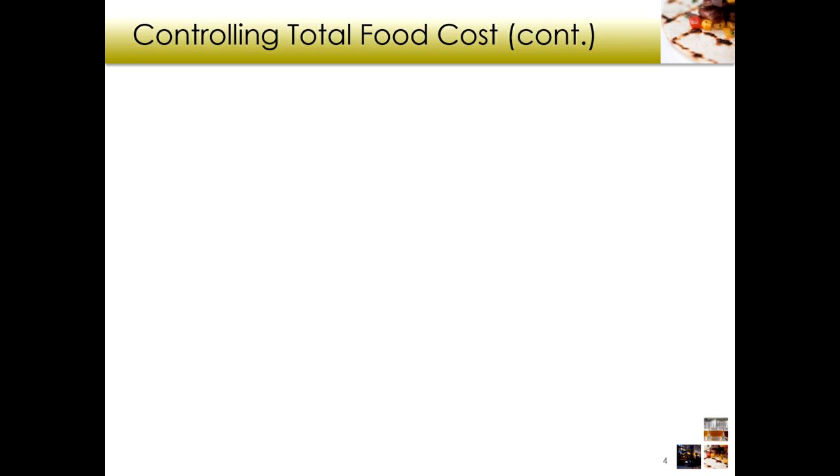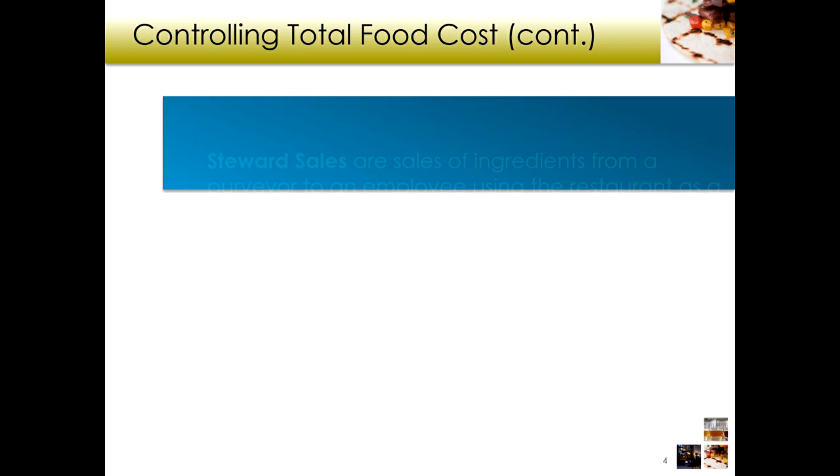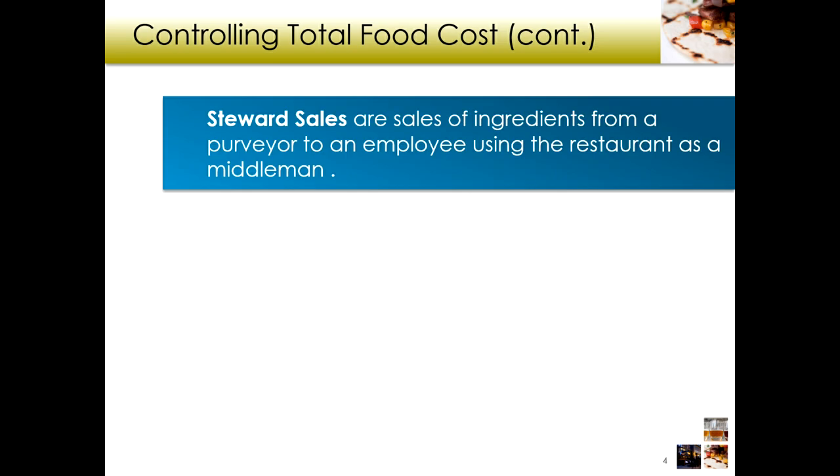So how do we control all this? Well, we also have a couple more things, right? So stewarding sales. Now, what are stewarded sales? Well, in some operations, they'll allow employees to buy products at cost. So order a case of convenience product hamburgers for somebody, right?